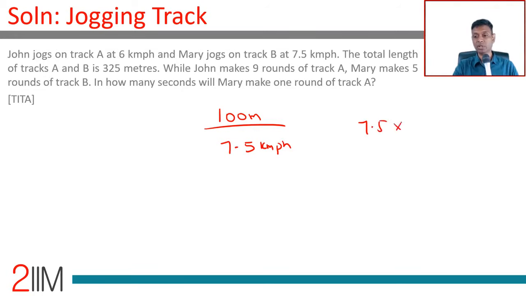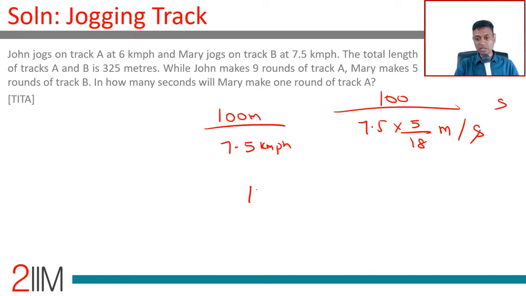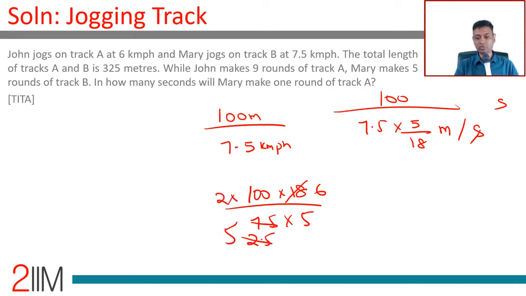7.5 into 5 by 18 meters per second. Kilometers per hour, we're converting it to meters per second. 100 by this, that many seconds it will take. So, or 100 into 18 by 7.5 into 5. 18 by 7.5, let's cancel off a 3, becomes 6. This is 2.5. Make it 5, make it 2. 5 into 5 is 25. 100 by 25 is 4.